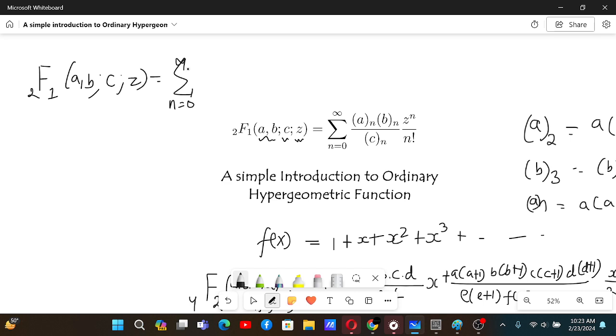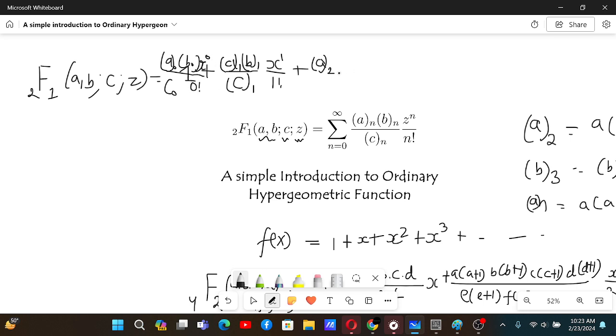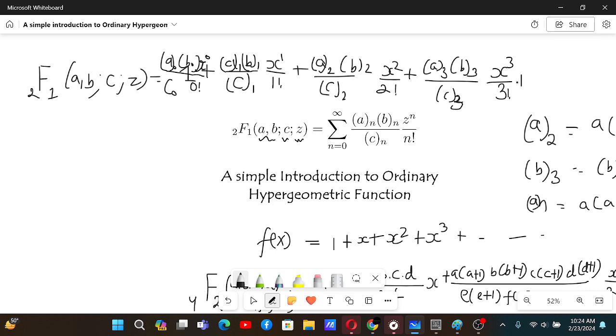Basically, first of all let me write it in expanded form. So first of all there will be 1, and then a b by c x to the power 1 by 1 factorial, plus a plus 1. Now I can write that in a notation. So basically a plus 1 can be written as a sub 2. Now this can be written as a sub 1, b sub 1, c sub 1, and a sub 0, these are just ones, b sub 0 by c sub 0, and then x to the power 0 by 0 factorial can be written over here as well. A sub 2, b sub 2 by c sub 2, x square by 2 factorial, and then a sub 3, b sub 3, c sub 3, and then x cube by 3 factorial. So this is what ordinary hypergeometric function looks like.